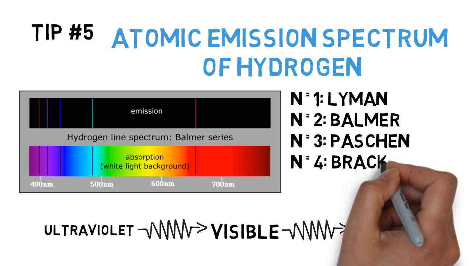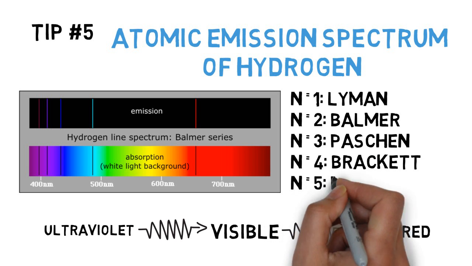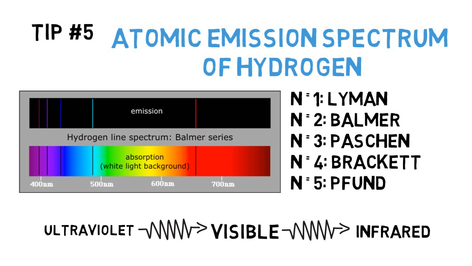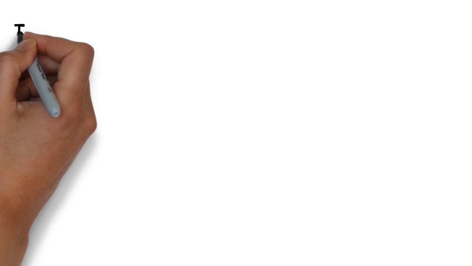When returning to orbital n equals 2, visible light is released. This is called the Balmer series, which will be the focus in this course. When returning to orbitals n equals 3, 4, and 5, infrared light is released since the released energy is less. These series are named Paschen, Brackett, and Pfund.